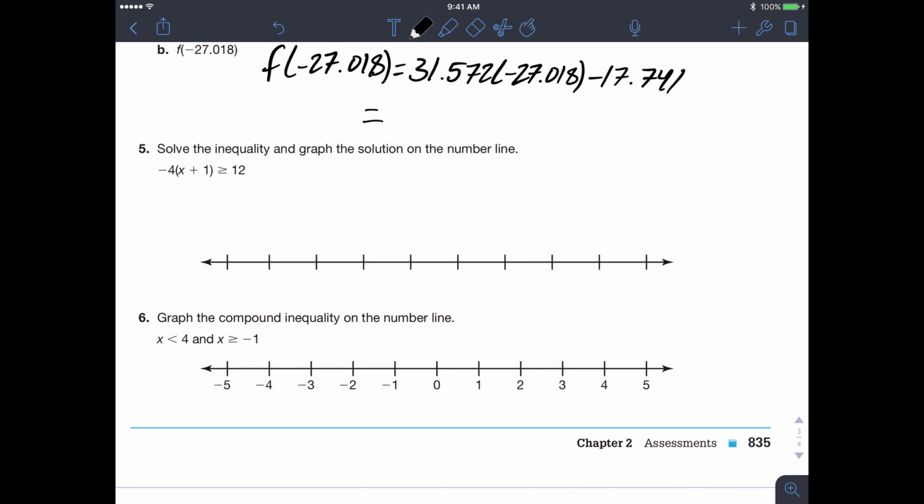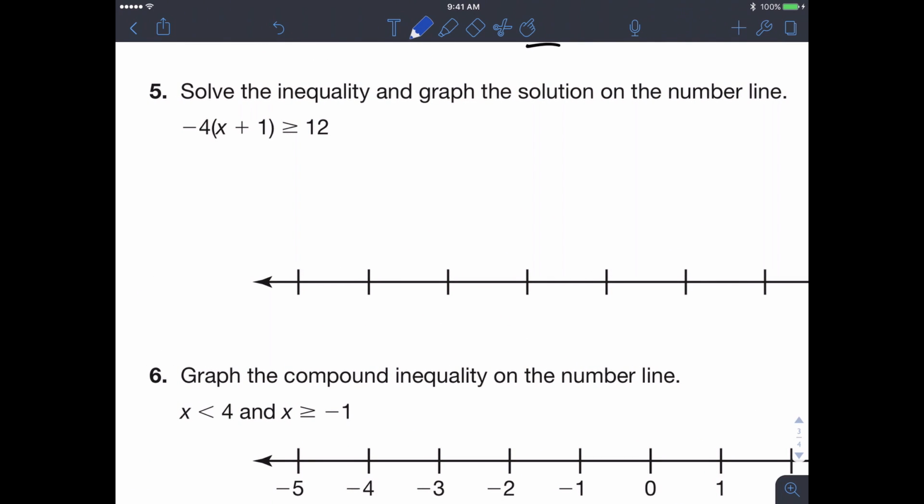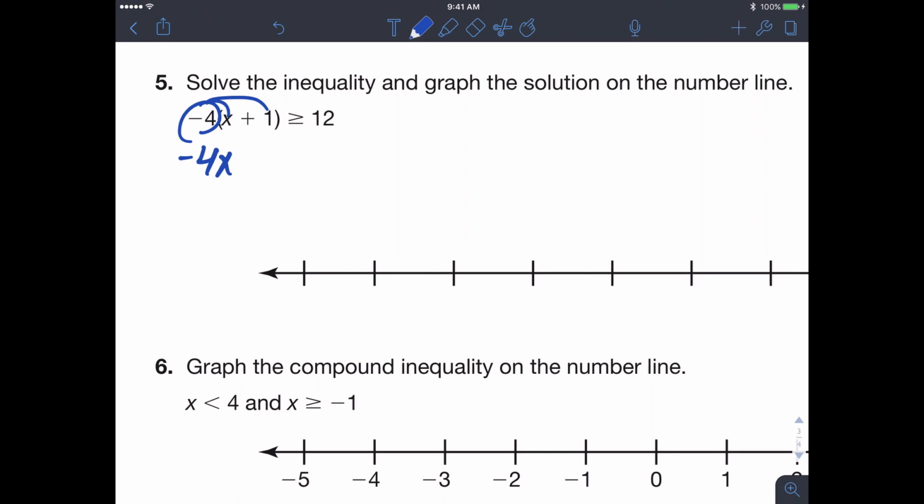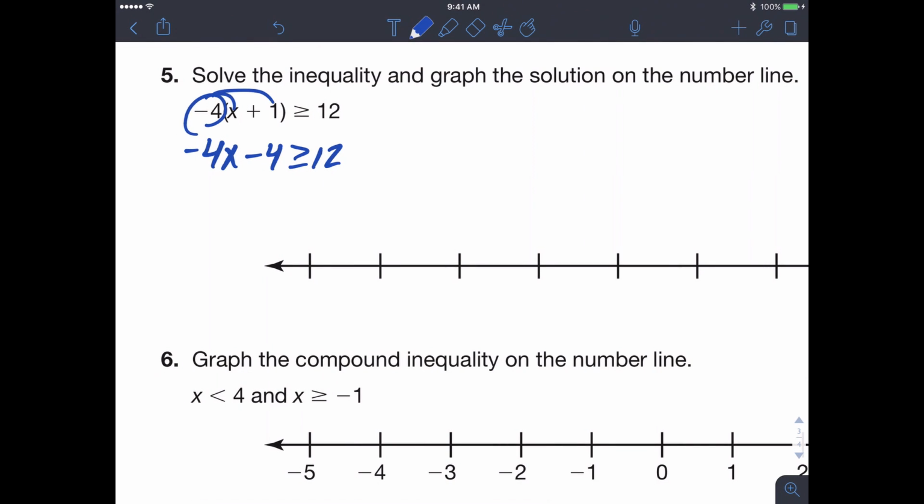Solve the inequality and graph the solution on a number line. Just like I told you guys before, when you see these parentheses, distribute. So this is negative 4 times x, negative 4 times 1. So negative 4x, negative 4 times 1 will be negative 4, greater than or equal to 12. And again, just go ahead and solve it. Add 4 to both sides. Negative 4x greater than or equal to 16.